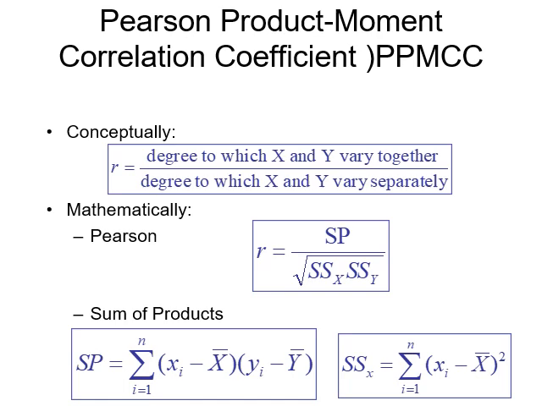The bottom of the equation is going to be almost always some form of the total variance that's involved. In other words, how much variance is there, and how much of that variance is actually due to a relationship? So mathematically, the Pearson product moment correlation coefficient is the sum of products divided by the sums of squares. So we're going to take a look individually at how we actually create this equation.